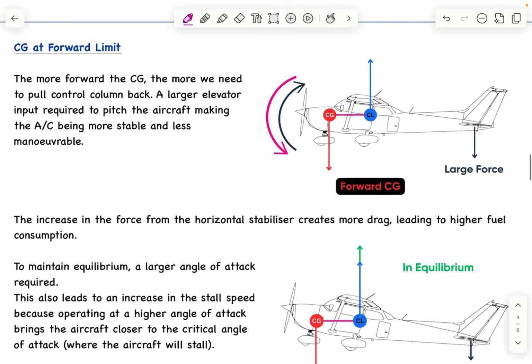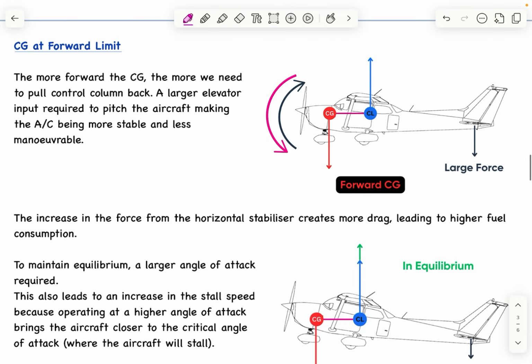Now moving forward, CG at its forward limit. If the CG is forward, the torque created would be more, making the aircraft pitch down or nose down. And in order to counter that, we would require a large force by the elevator, and hence we would need to pull back the control column. This makes the aircraft more stable.